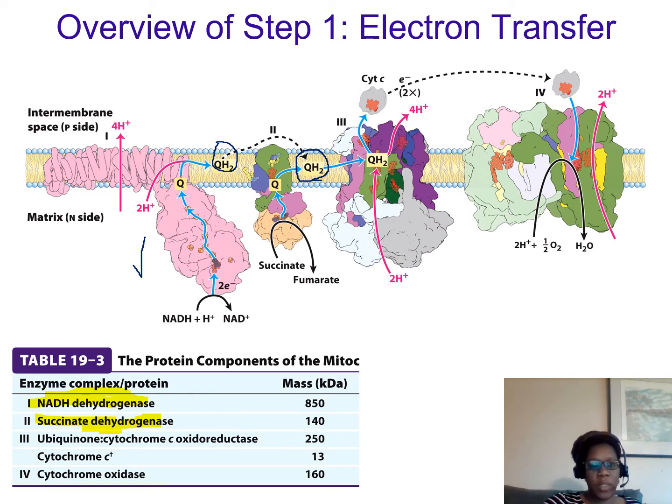So we've done complex 1, we've done complex 2. Now we need to pass those electrons from QH2 that was created in complex 1 and 2 to complex 3. And complex 3 has a very long name. No one will ever say this name. It's just called complex 3, or ubiquinone cytochrome C oxidoreductase.